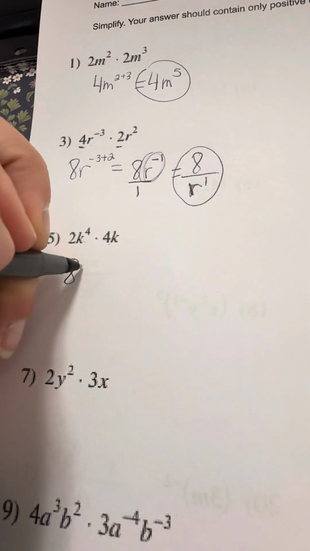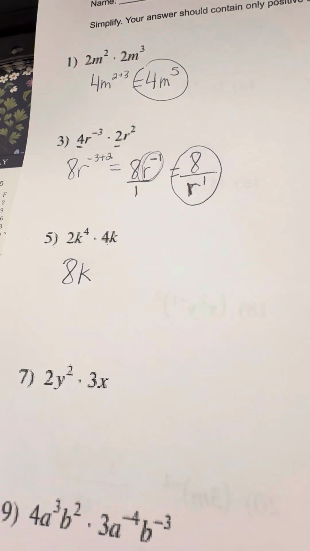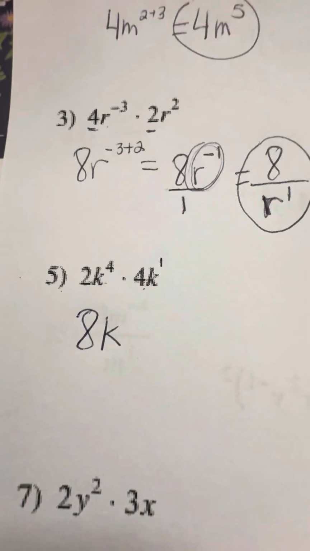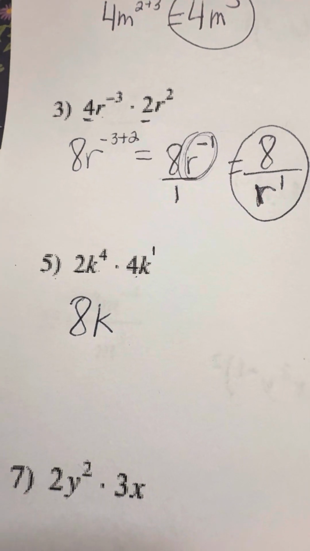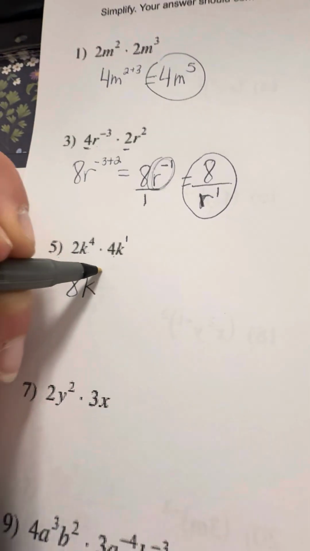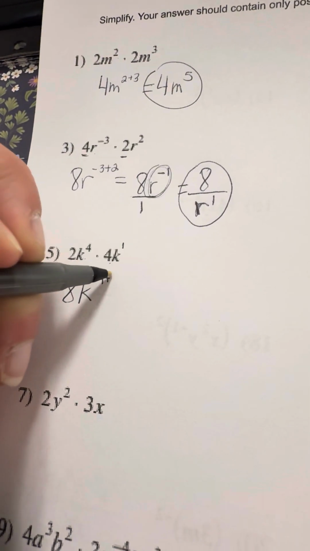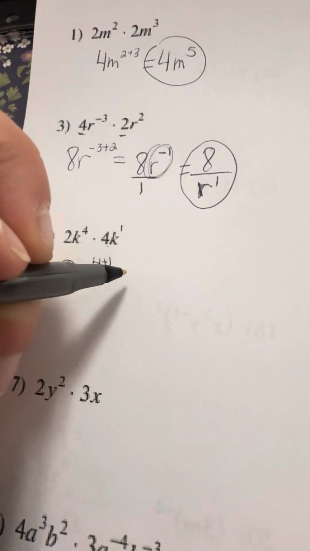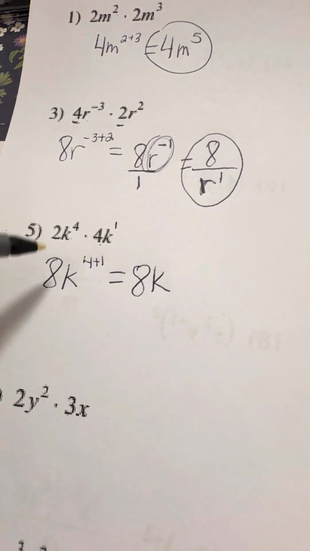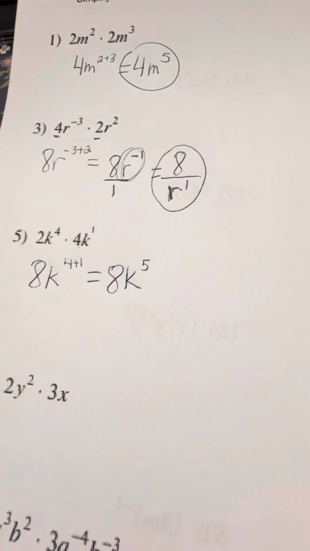Same bases, so we're just going to take the exponents. We're going to put 1 right there. There is a 1 when there's not an exponent. It's always 1. I'm putting that for a reason. We add exponents when we're doing this product law. So we're going to add 4 plus 1. 8's going to stay 8. Well, now our k is going to be k to the 5th power.